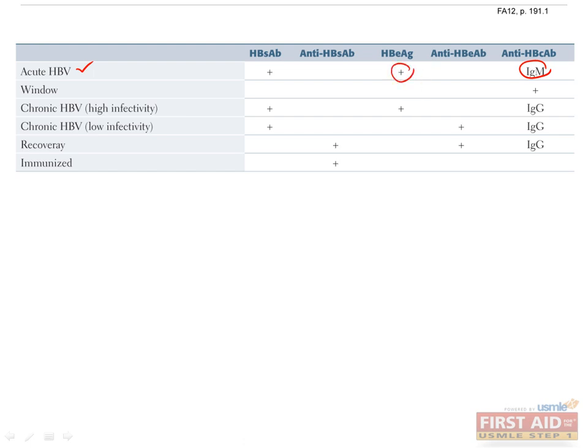Go through each of the scenarios here and see if you can predict which serological markers will be present. Remember that in the window period, you will only see anti-hepatitis B core antibody. However, someone who recovered from the infection themselves will show evidence that they at one point had the infection, with the presence of IgG hepatitis B core antibodies and anti-hepatitis B E antigen antibodies.